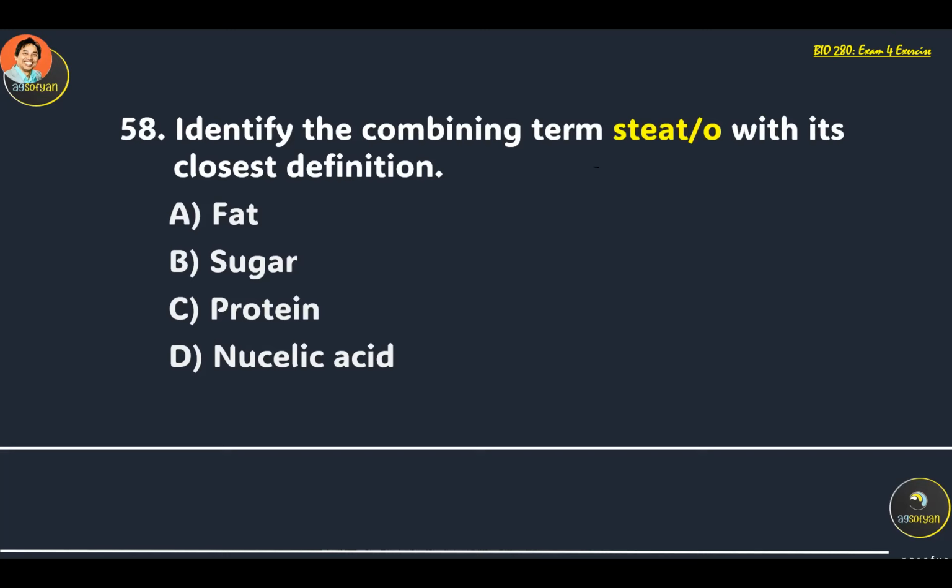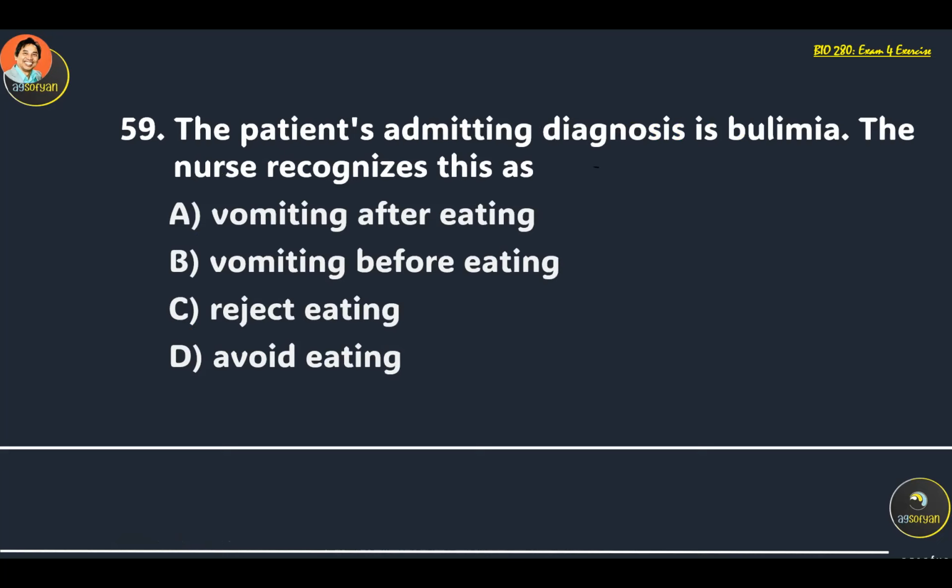And then the combining term of steto means the fat. Okay, this is fat. The patient admitting diagnosis is bulimia. So bulimia. The nurse recognizes this as bulimia means eat and then vomit. Eat, vomit. This is a disorder where the patient is vomiting after eating.